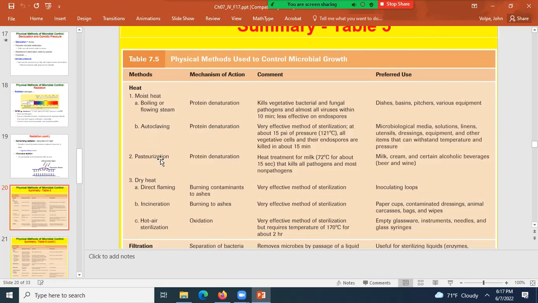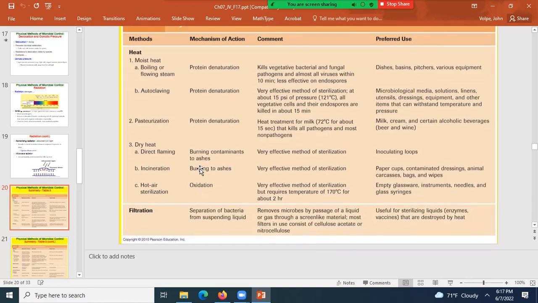Pasteurization is a form of moist heat, which we do not use to even degerm something. We use it to simply make it safe to eat and then increase the shelf life. Dry heat is effective if we're talking about flaming or incineration, but these are very high temperatures. For other temperatures, hot air sterilization for baking in an oven, it's not very effective.